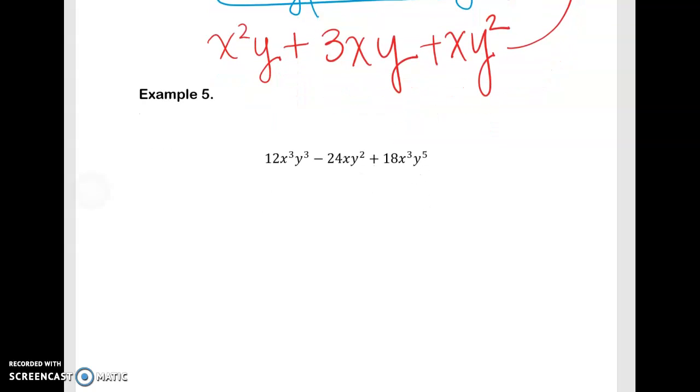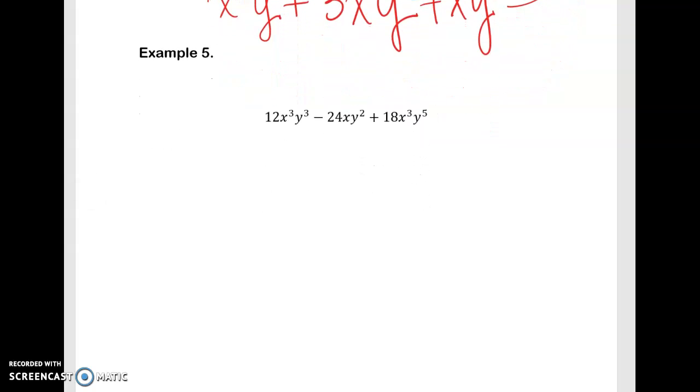Let's look at example 5. We've got 12, 24, and 18. The greatest common factor will be 6. Then for the x, we've got x to the third, x to the first, x to the third. That means all the terms at least have an x to the first. y to the third, y squared, and y to the fifth. All of them at least have y squared. Remember, we're looking for the one that at least all the terms have. So I pulled out my factored monomial, and then I'm going to determine the inside.